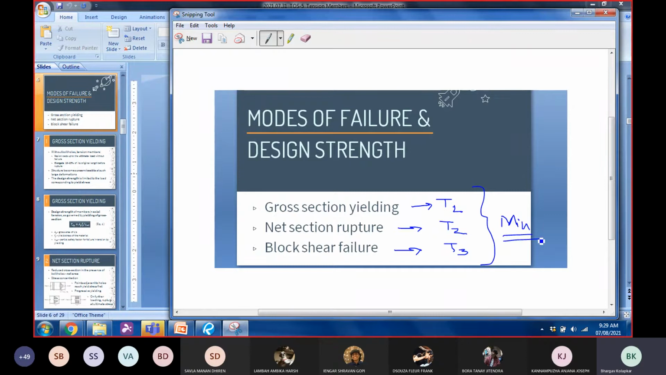So what we are principally going to do is, for any given section, we are going to find out T1, we are going to find out T2, we are going to find out T3. And our design tensile force is the minimum of T1, T2, and T3.